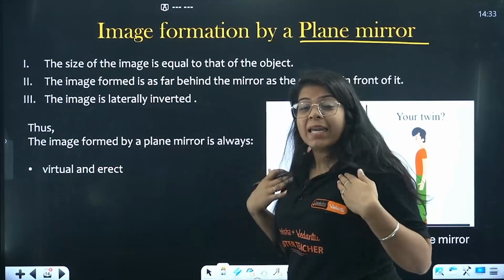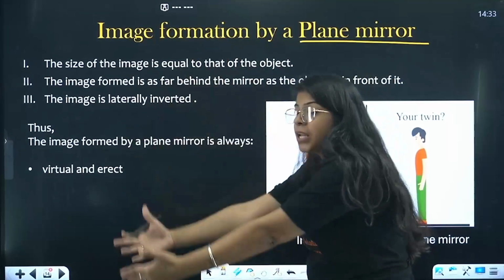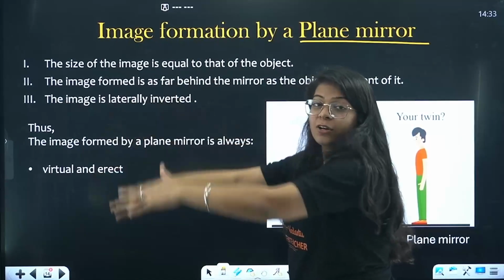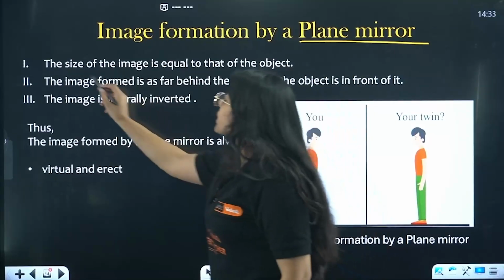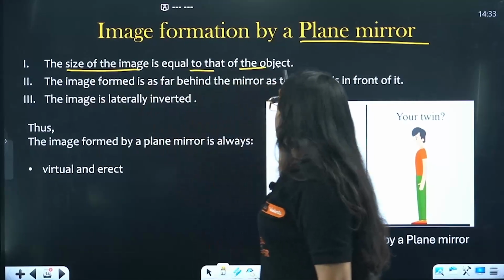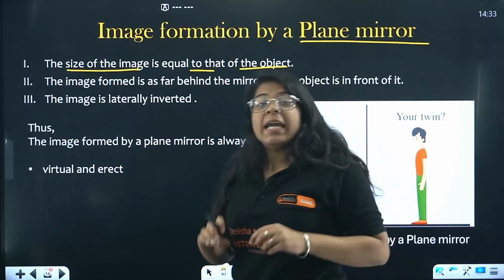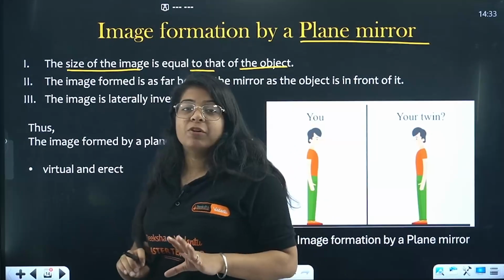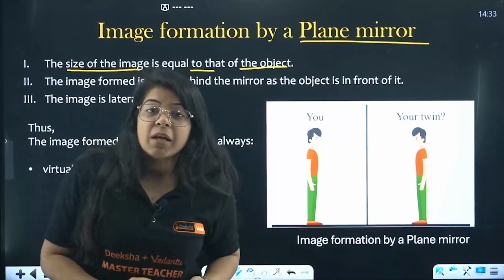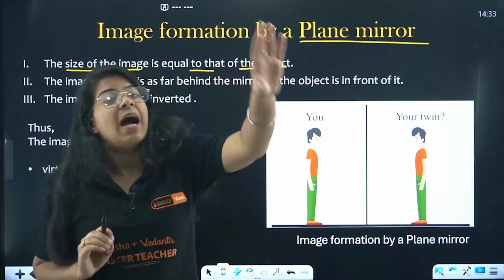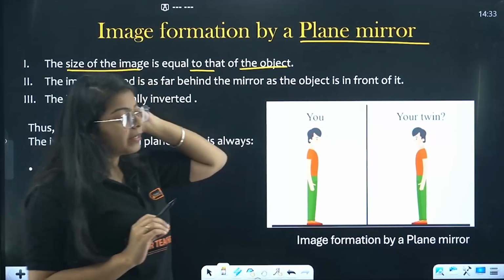So my height or my size will be equal to the height of my image, right? So the size of image is equal to the size of object. That is clear. Then beta, a very important thing you have to remember is that in a plane mirror, your image is formed behind the mirror. What do I mean by behind the mirror?